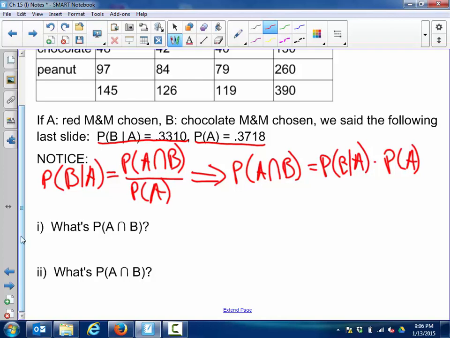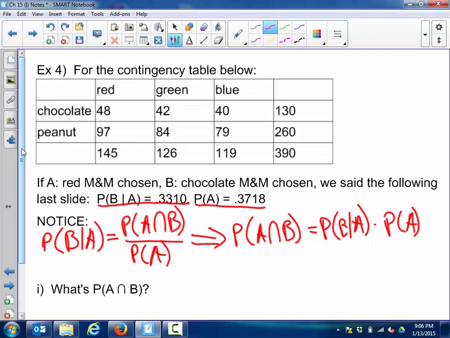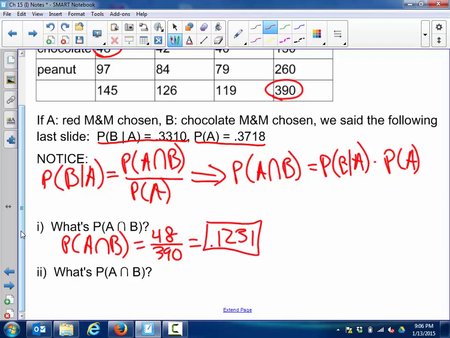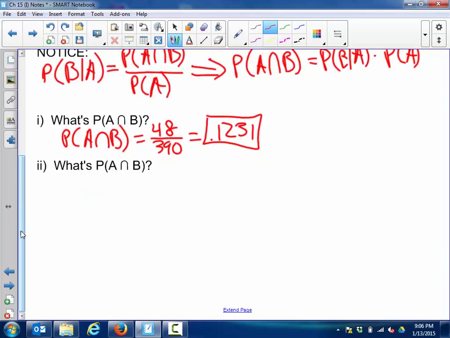Okay, so let's start with the easier of the two, the probability of A intersect B. Just straight looking at the numbers, we have 48 red and chocolate M&Ms out of a total of 390. So the probability of A intersect B is 48 over 390, which gives us 0.1231. There's the answer without using our generalized multiplication rule.